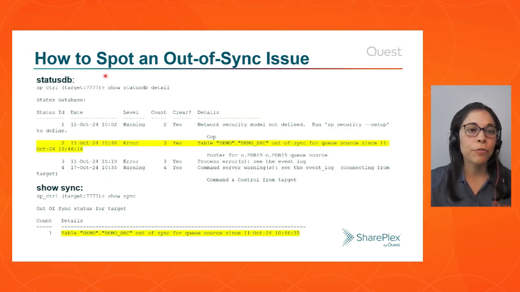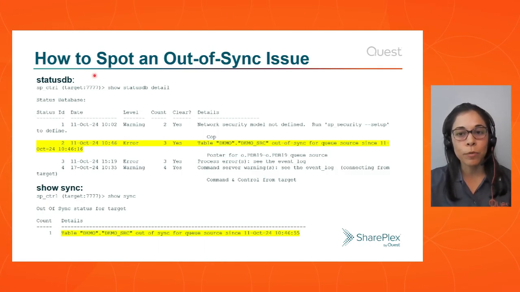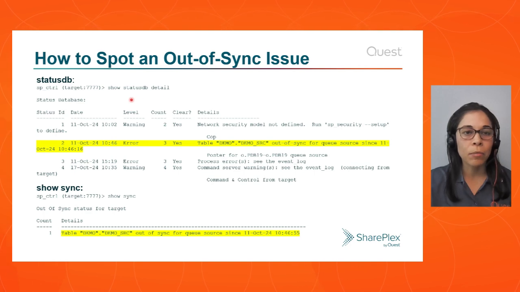As I mentioned, the other file where you can find this information is the status DB. The status DB will show you detailed status information of the current system, highlighting warning or error messages that might require attention. For example, you will see entries that warn you about unsynchronized data between source and target or data conflicts. So you can use the show status detail command on the target, and it will give you more granular information about these kinds of errors.